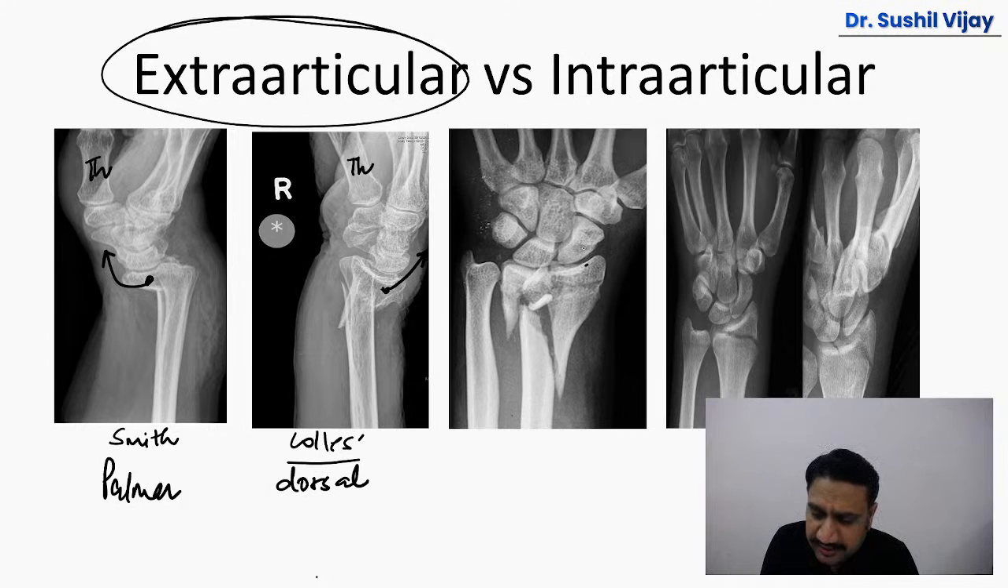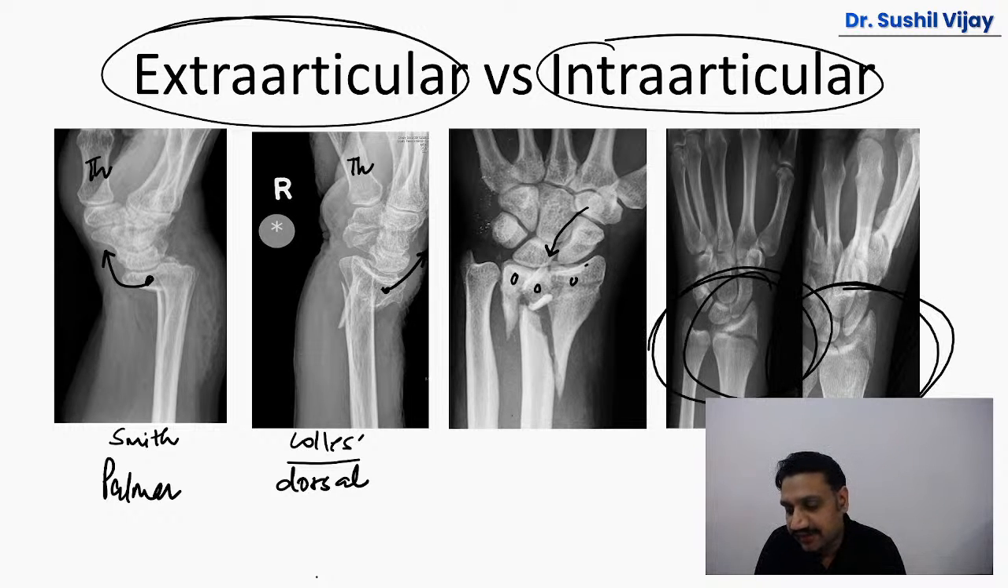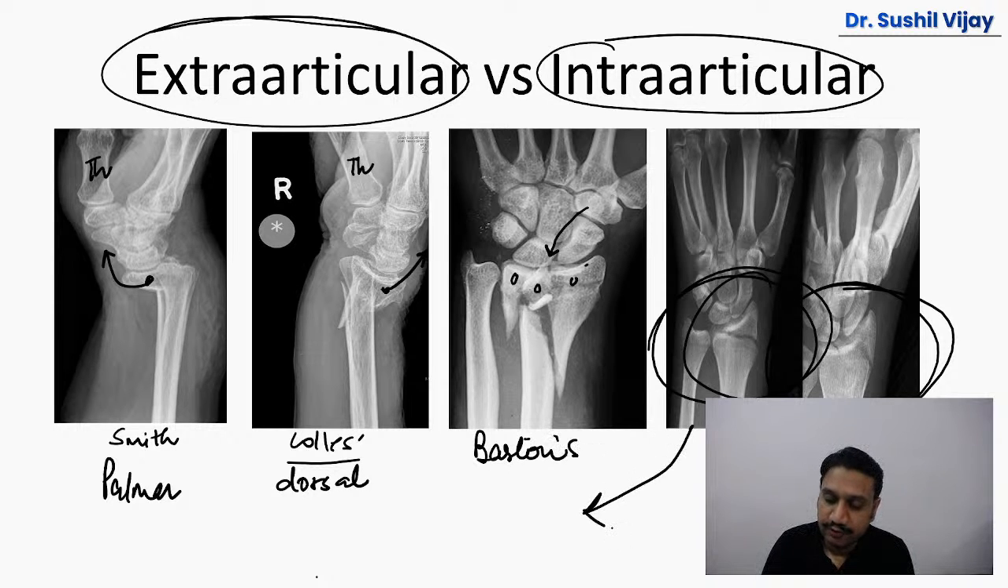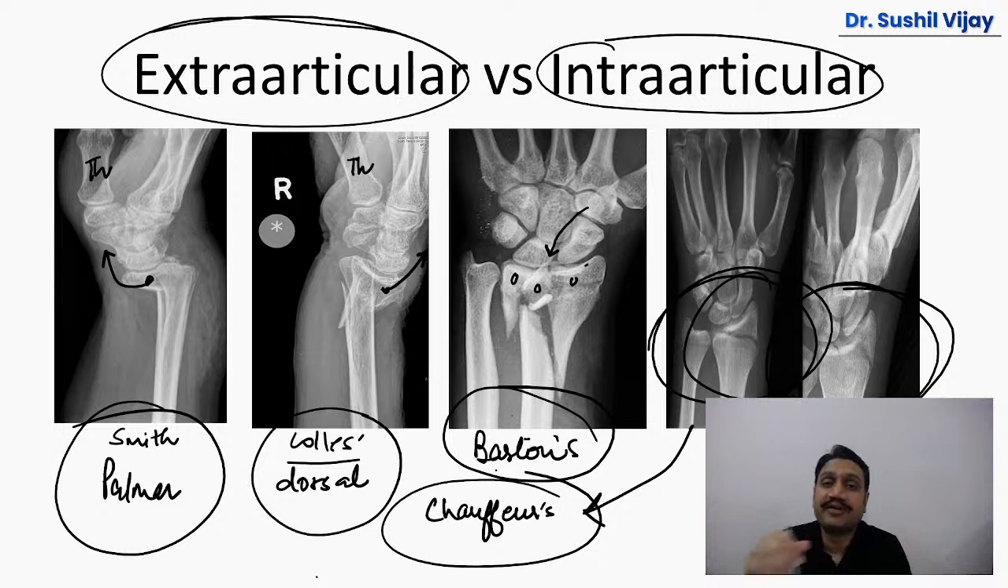All right, now if you see intra-articular injuries, joint area is getting damaged. Okay, that is intra-articular injury. So this one, if you see other one, this is what you call the fracture of the radial styloid. So third one, the third injury is Barton. Barton is intra-articular, and the fourth fracture is here. That is known as Chauffeur's. Chauffeur's is defined as how? The radial styloid. Okay. The Smith, palmar displacement, Colles', dorsal displacement, Barton, intra-articular injury, and Chauffeur's is the fracture of the radial styloid.